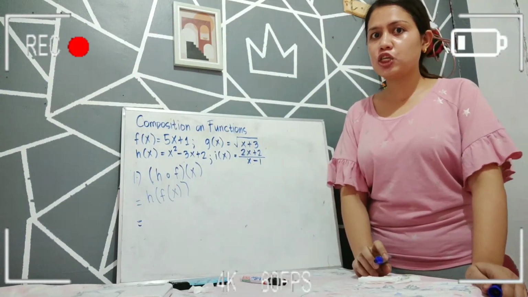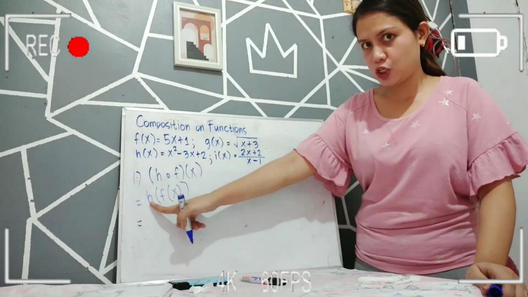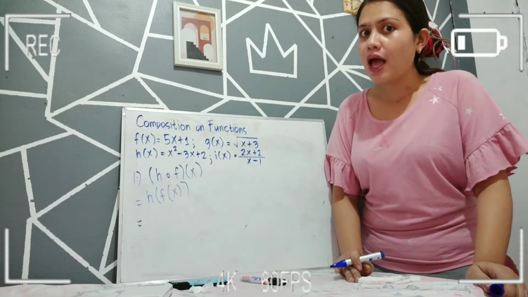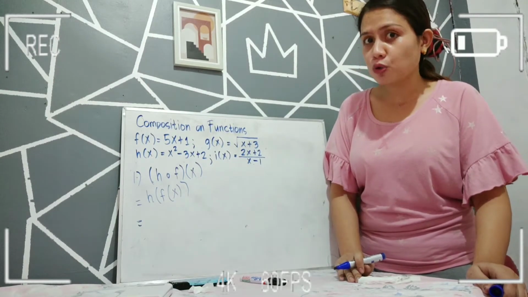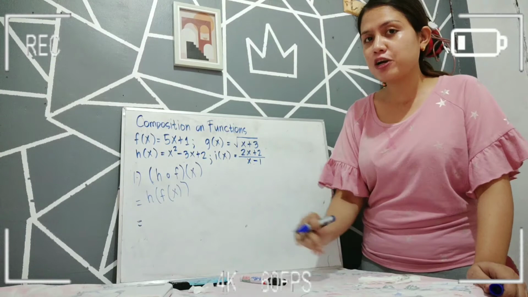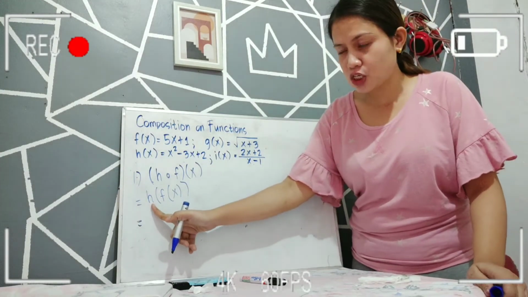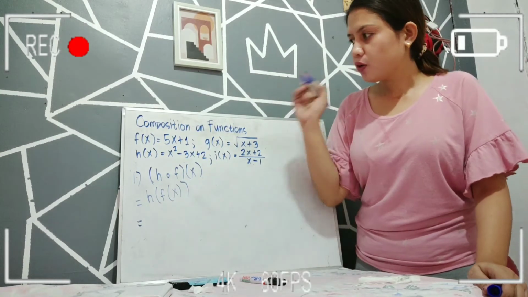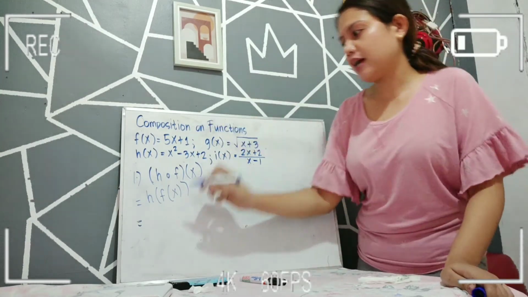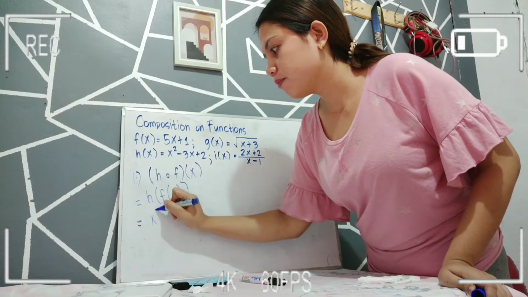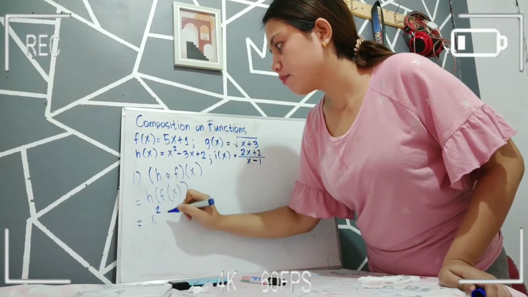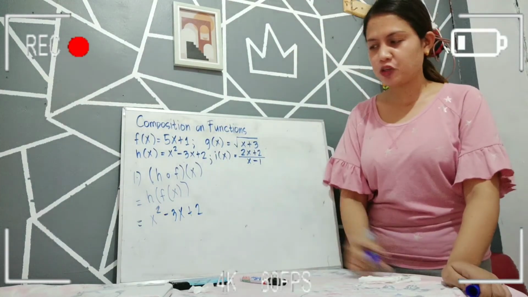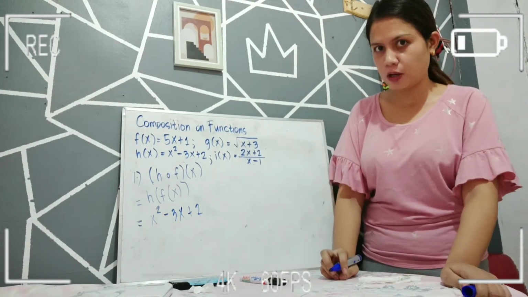Start with h of x. Again, the process, class, is you just follow the order in which the variables are written. We have first the h, followed by f, and then x. What is the value of h of x? So we have x squared minus 3x plus 2. So that is our first function.